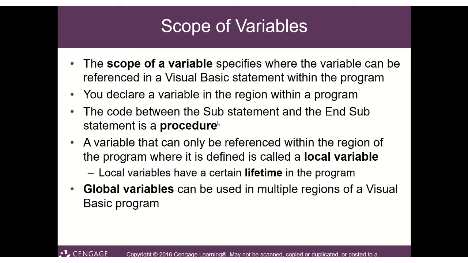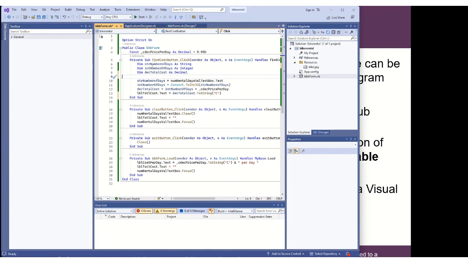The scope of variables. The scope of the variable specifies where the variable can be referenced in a Visual Basic statement within the program. So you declare a variable in a region within the program. For example, you have a variable that is declared within this particular subroutine, but you declare this one in the global scope within the class itself. So these are the scopes.